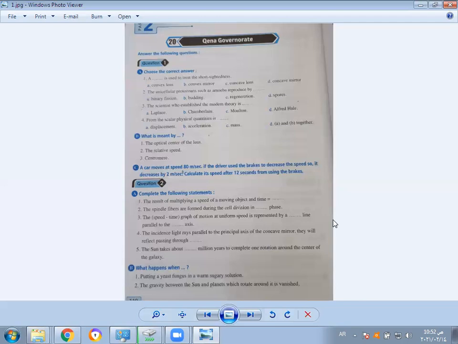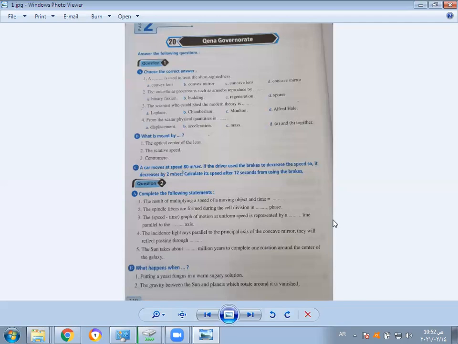Number 4, the incident light rays parallel to the principal axis of the concave mirror. Again, the incident light rays parallel to the principal axis of the concave mirror, they will reflect passing through the focus.